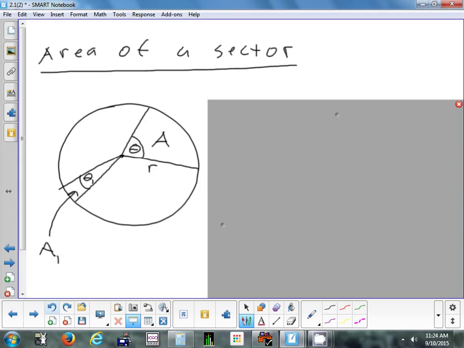All right, so basically think of it that way. A sector is like a piece of pizza. That's what I'm trying to get you to remember. Shaped just like a piece of pizza.